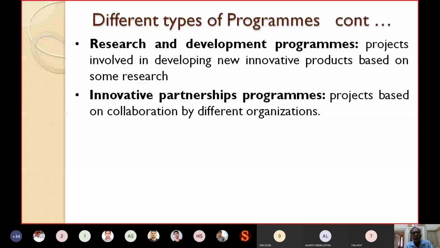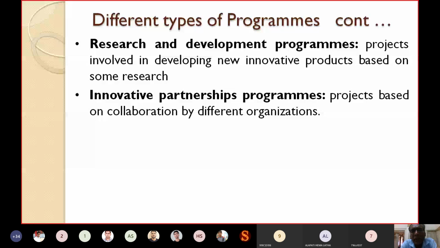Then innovative partnership programs. Here the projects are based on collaboration by different organizations. Nowadays government is giving much more benefit for collaborative research programs. NIT Rourkela is good in image processing, but for image processing you require some hardware, because your software will be embedded in some camera or in some fingerprint machine or somewhere else. Where will you get that? You have to tie up with a hardware organization, like NVIDIA also. So you have to find out where you can collaborate.